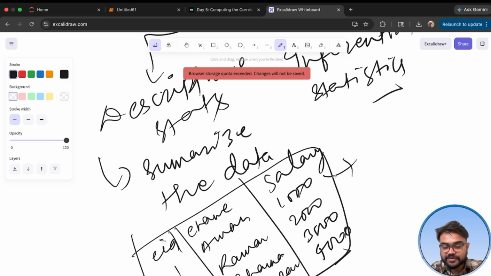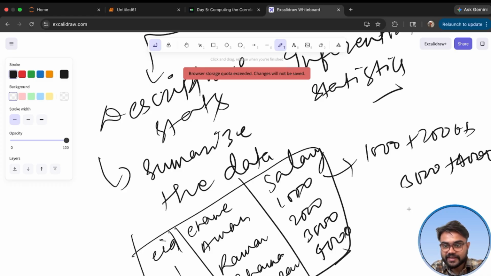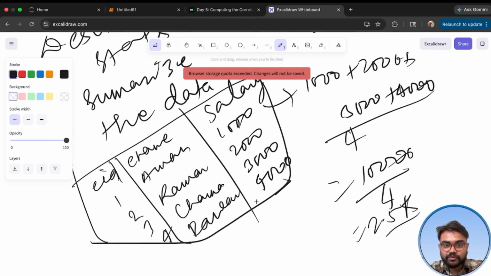How can you summarize the data? If someone asks you to calculate the average salary of the employees, the average salary would be 1000 plus 2000 plus 3000 plus 4000 divided by how many employees we have, 4. That is 10,000 divided by 4, which is 2.5k, 2500, right? And if someone asks you to calculate the total salary, the total salary would be 10,000. You add the salary of each and every employee. This is how you are summarizing the data.